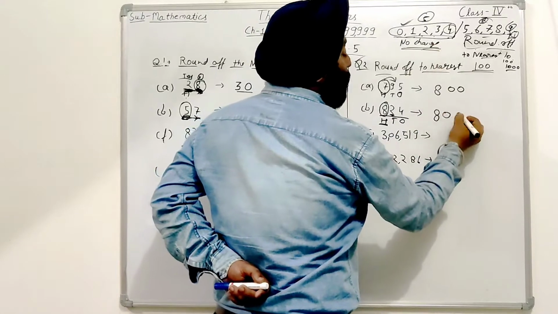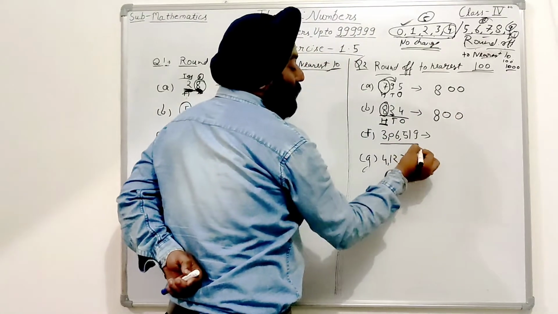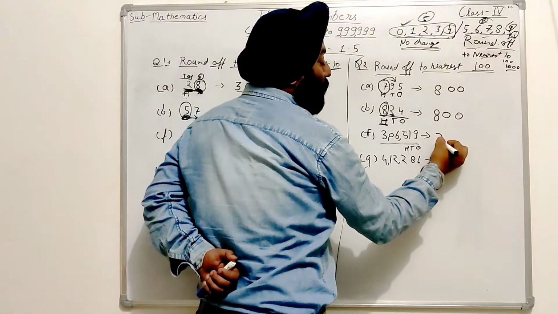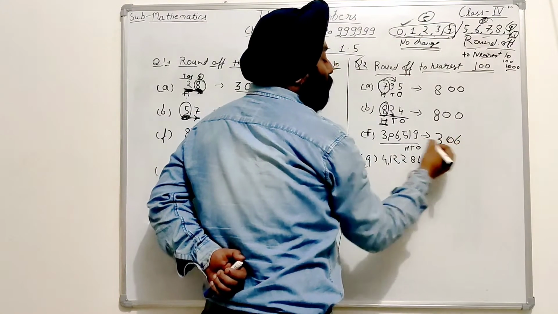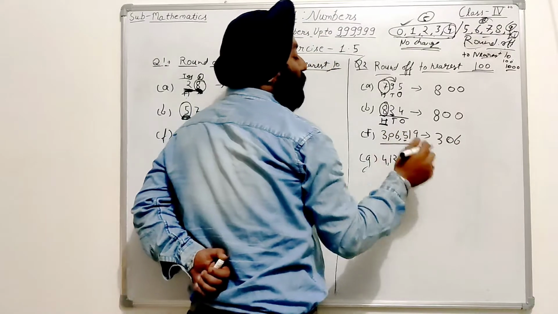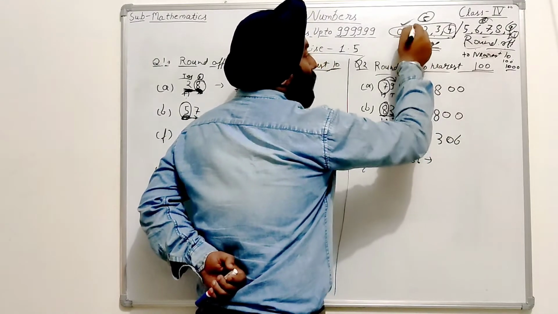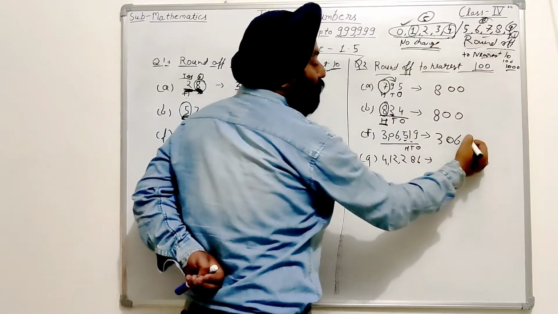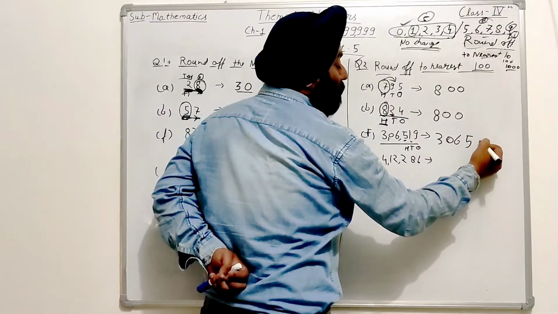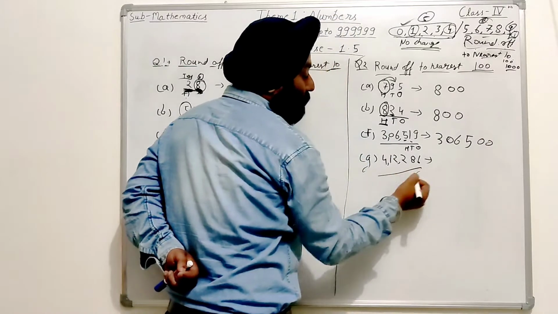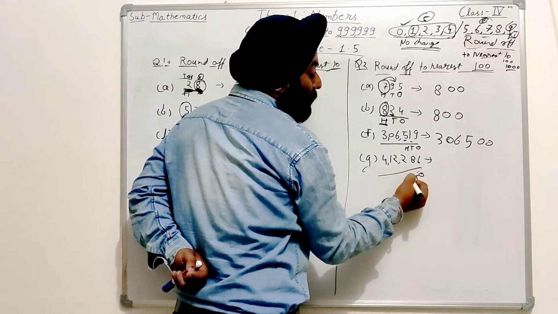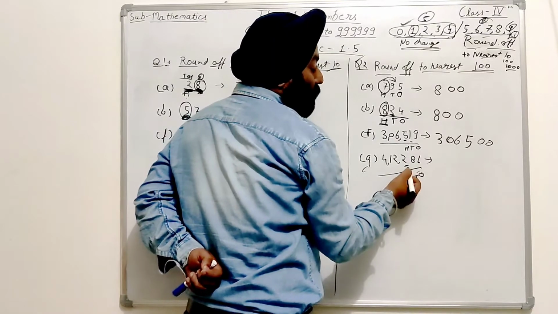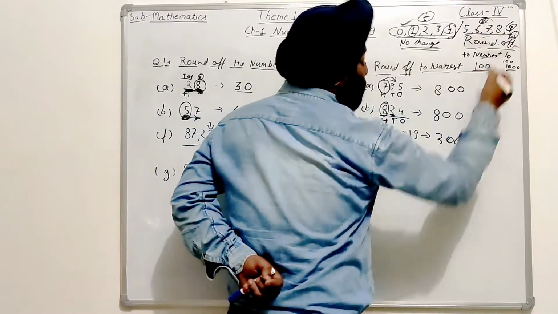Then again, ones, tens, hundreds. In 5,306, we have to write down 5. So 5 stays in its place, and after that 1 is coming at the tens place, so there is no change in 5, giving 500. Then again ones, tens, hundreds. There is no change in 2, no change, plus 1 in 2.